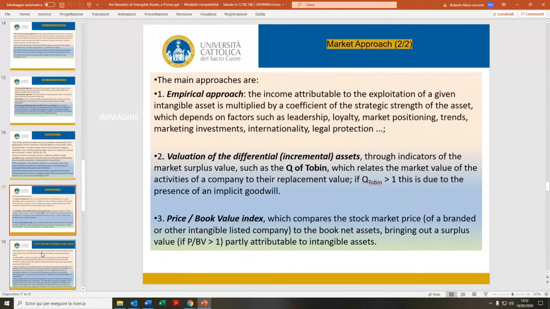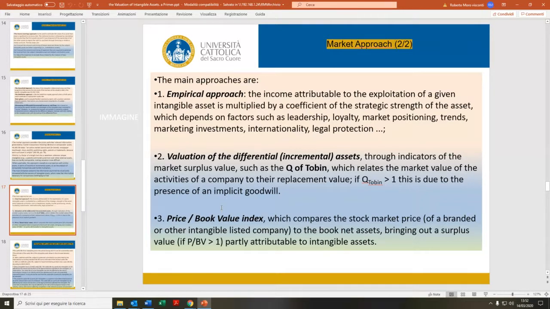We can evaluate the differential assets, for example, using the Q of Tobin, a Nobel Prize winner, according to which the Q of Tobin is related to the market value of an asset divided by the book value. If the ratio is higher than 1, it means that it has an added value, an implicit goodwill that can be attributed to the intangible asset, for instance.